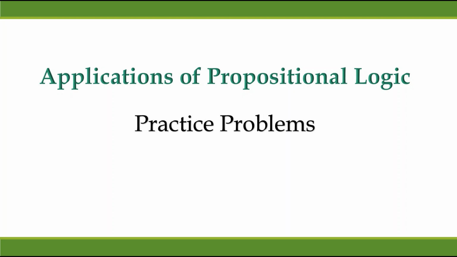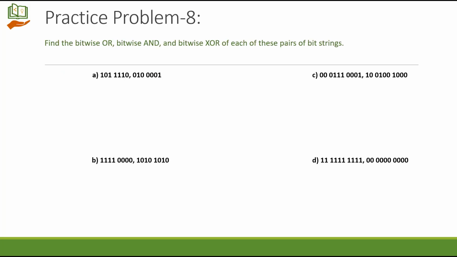Now we will get into the practice problem session. Find the bitwise OR, bitwise AND, bitwise XOR, that is exclusive OR, of each of these pairs of bit strings. They have given a 7-bit string in A, an 8-bit string in B, a 10-bit string in C and a 10-bit string again in D. We have to find AND, OR, which is quite easy. For XOR alone I have given the table here. Whenever you have same values, you have to end up with false.